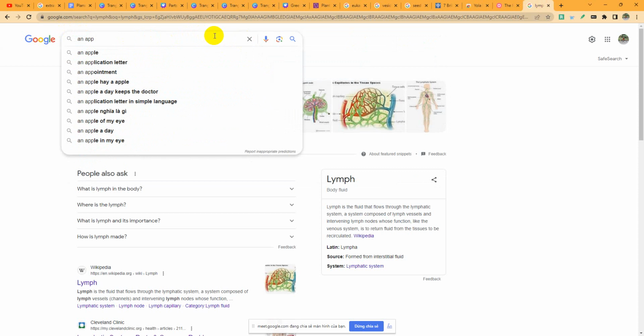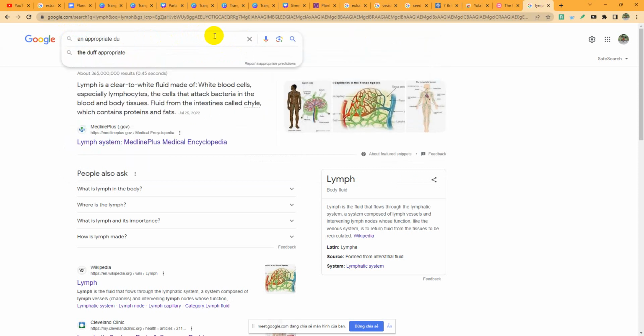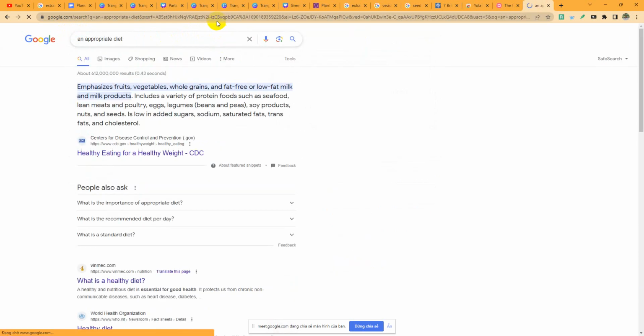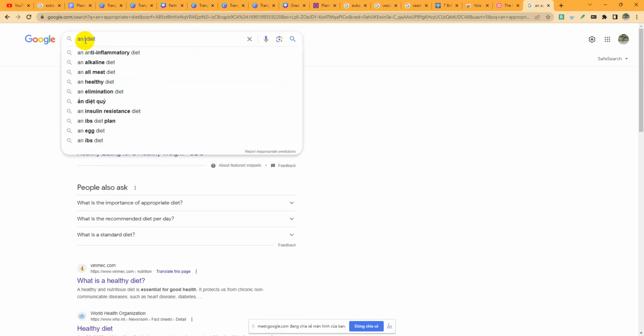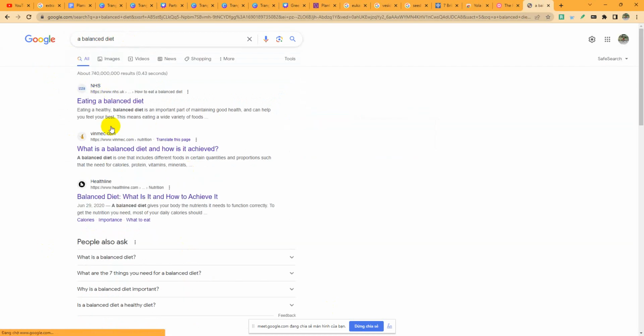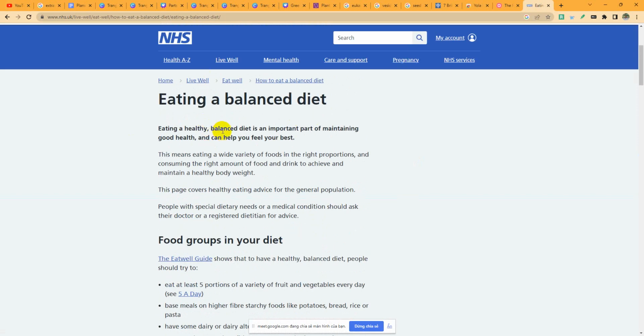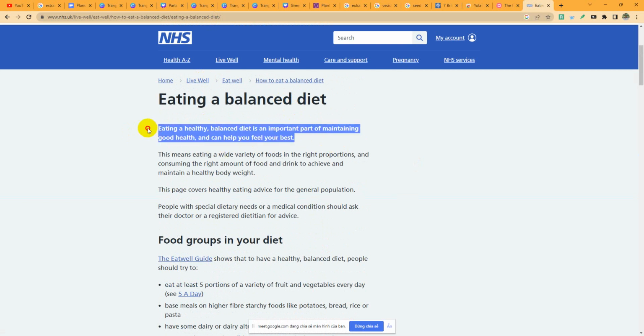Inappropriate diet. I mean, a balanced diet makes more sense. How come I think of this word? Here, let's just click on the first website appearing here. So, eating a healthy, balanced diet is an important part of maintaining good health and can help you feel your best.